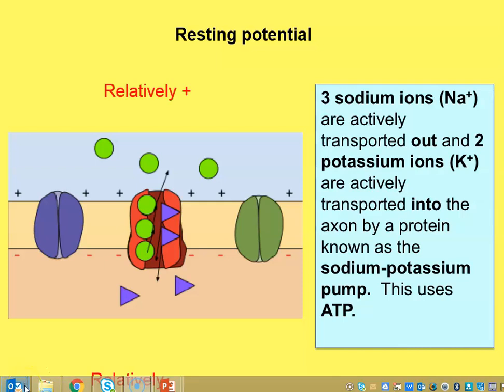Okay, and so what happens is for the first part of this, we haven't got an impulse at the moment, we're just at rest, so the neuron is just there, it's not having an electrical impulse passed along it. But the sodium potassium pumps are working, so they're using ATP all the time, and what they are doing is they are actively transporting sodium ions, so Na+, out of the cytoplasm at the bottom of the picture, and they are actively pumping potassium ions into the cytoplasm. Okay, and for every 2 potassium ions that they move, 3 sodium ions.